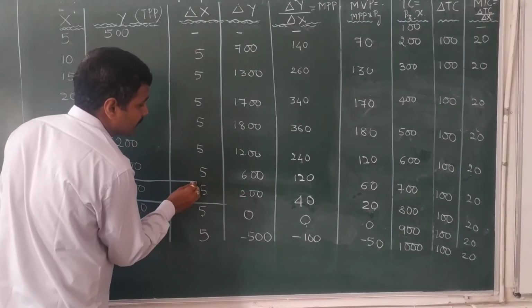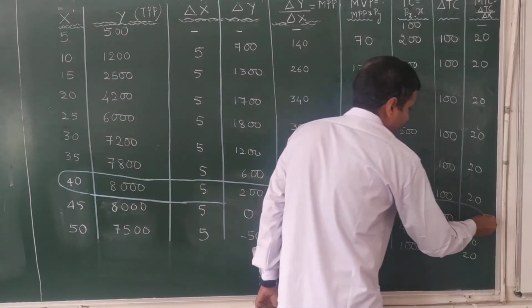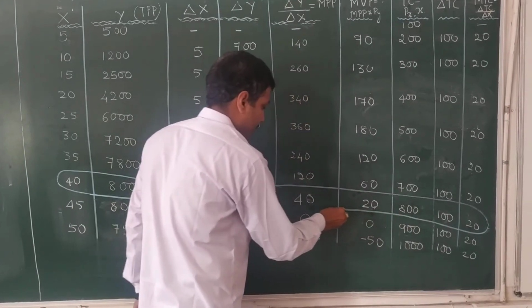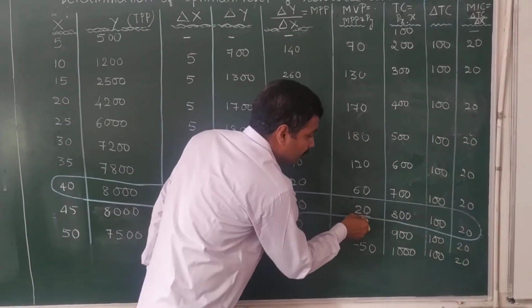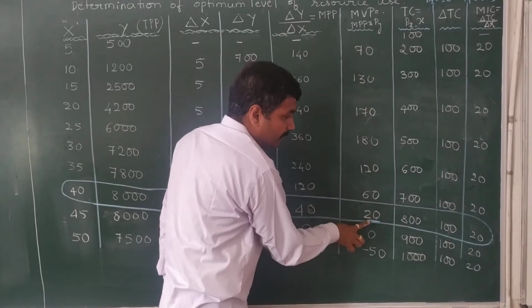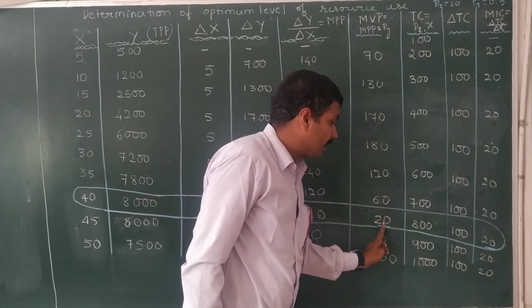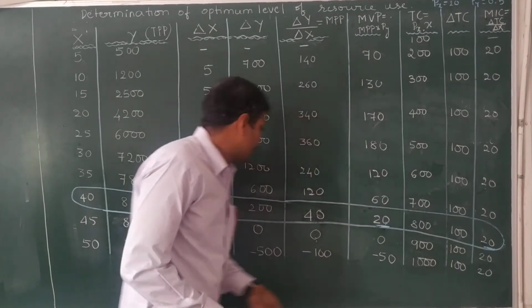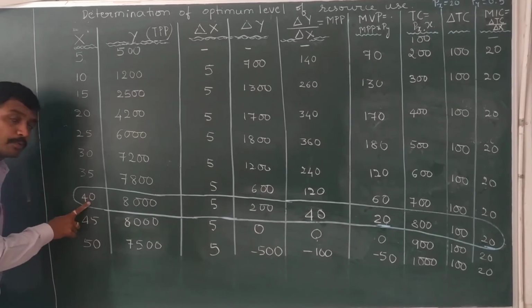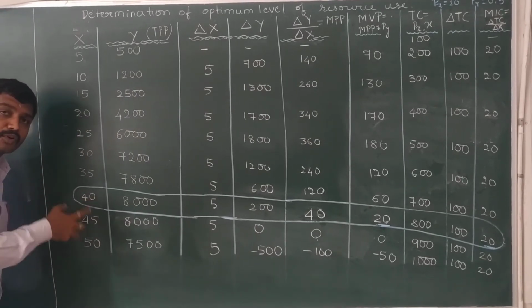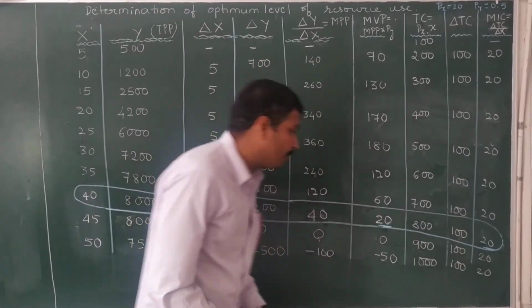Let us mark this row. Okay, here MVP is 20 and MIC is 20, so that MVP is equal to MIC. That means the optimum level of resource that the farmer should use is 40. Okay, 40 units.